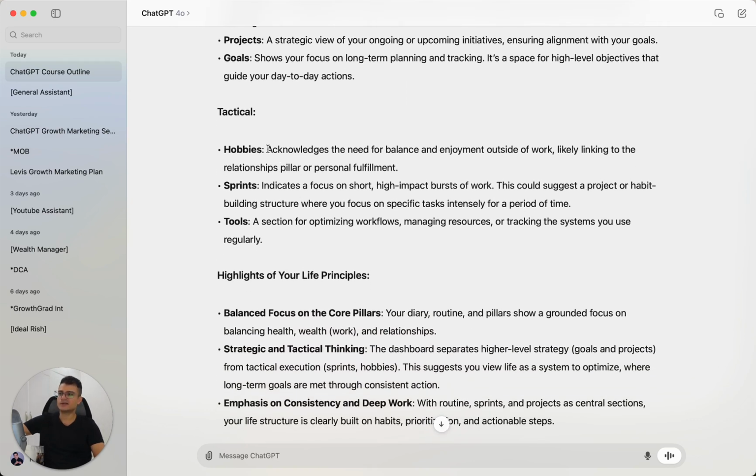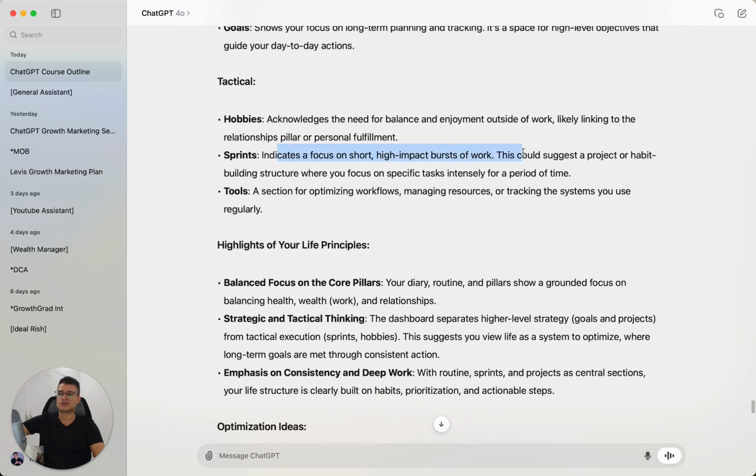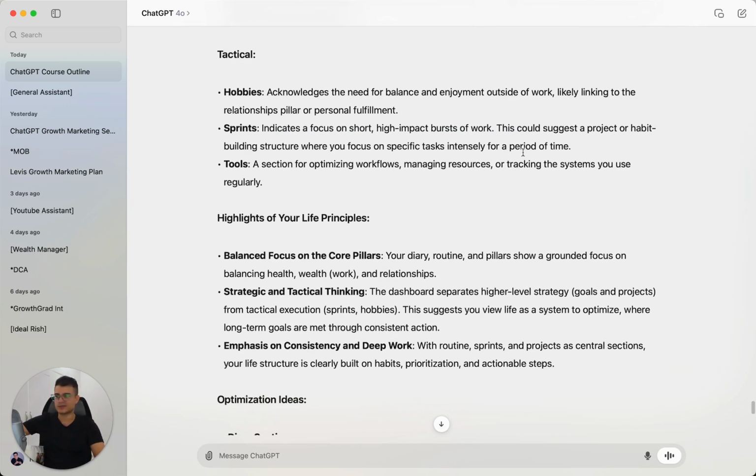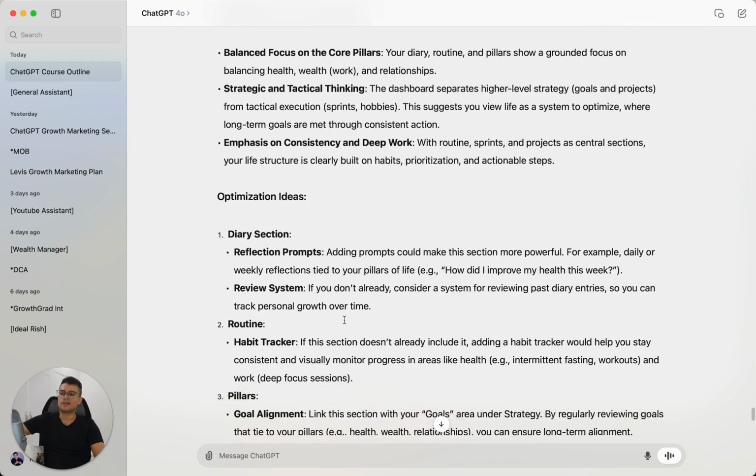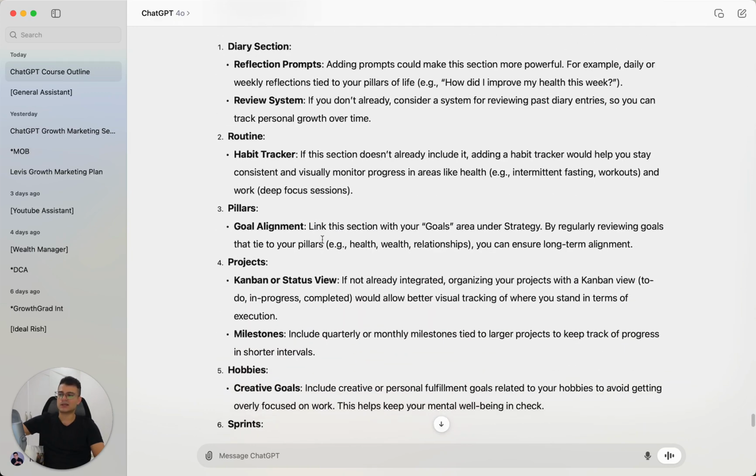Within the tactical, you have balance and enjoyment out of work, which are your hobbies, your sprints, which are focused, small projects to build habits, etc., and tools. So far it's got it right. I haven't given it more information about how I use all of this, but it's given me good ideas. Let's see what the ideas are.